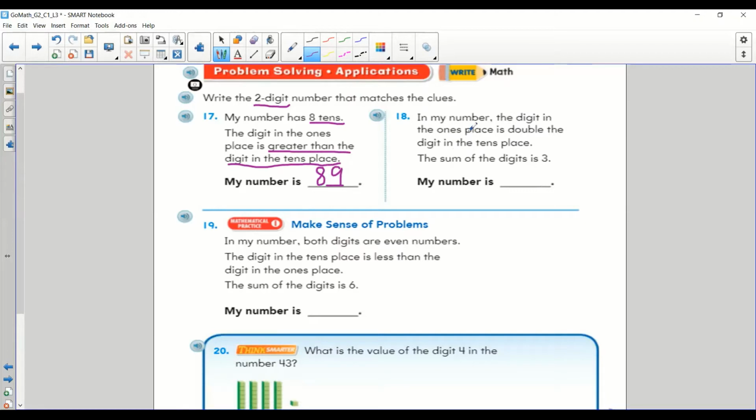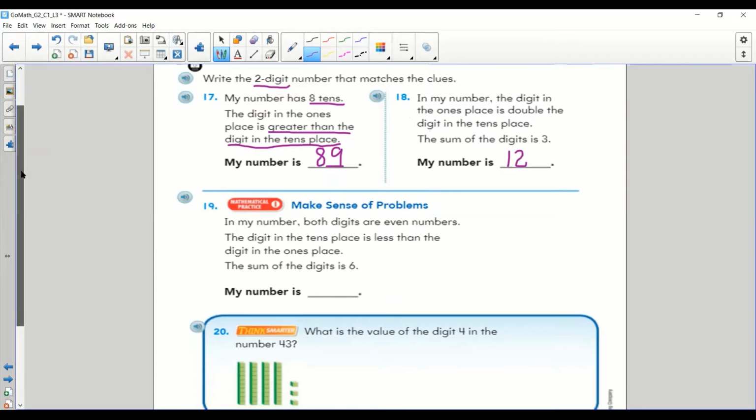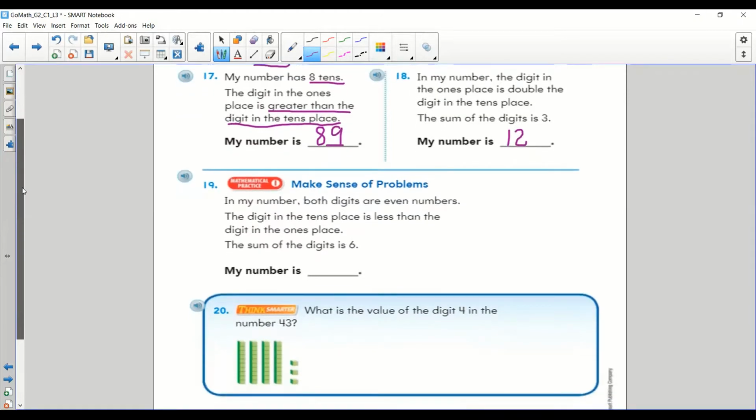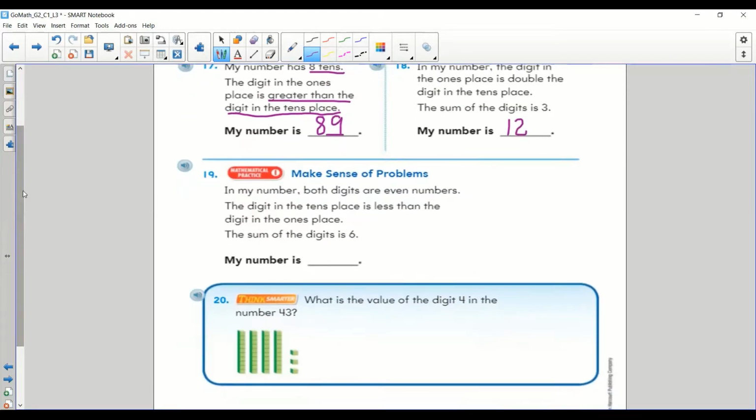And it says the digit in the ones place is double the digit in the tens place. So if we have 1 and 1, what's 1 plus 1? 2. And this is sort of a hard problem for second grade. So if we put a little plus sign there, 1 plus 2 would equal 3. So that's kind of a tough one. You might want to try that one on your parents and see if they can figure it out. But don't tell them the answer. Or maybe your big brother or sister or cousin.